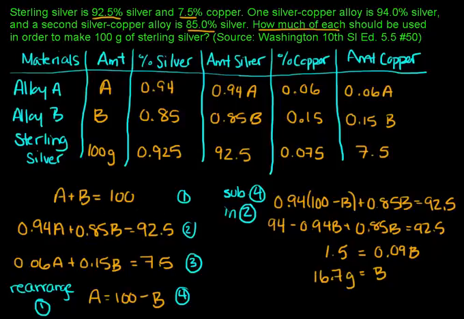So we've solved for B. We have to figure out what A is. Probably the easiest way to do that will be to substitute B is equal to 16.7 grams into equation 4, where we already have A isolated. So we're going to substitute B is equal to 16.7 into 4. And when we do that, we'll get that A is equal to 100 minus 16.7, which is equal to 83.3 grams.